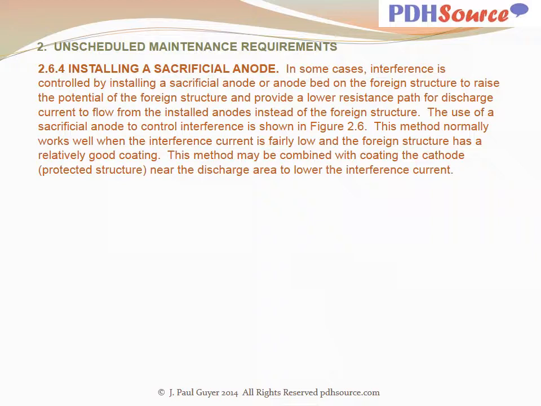This method normally works well when the interference current is fairly low and the foreign structure has a relatively good coating. This method may be combined with coating the cathode, the protected structure, near the discharge area to lower the interference current.